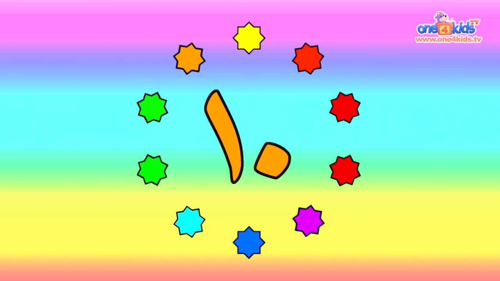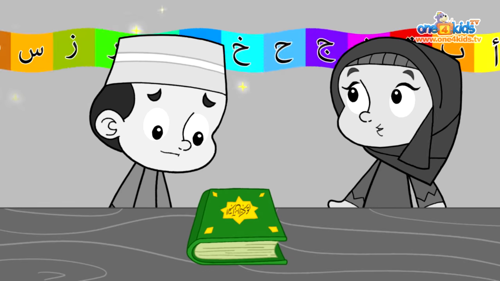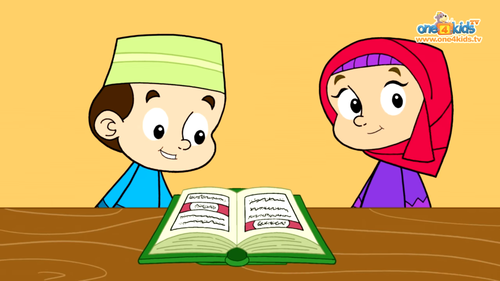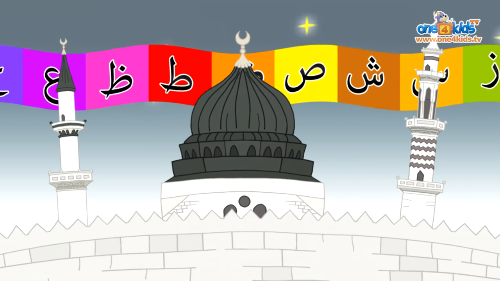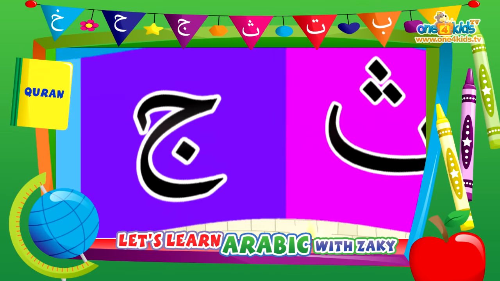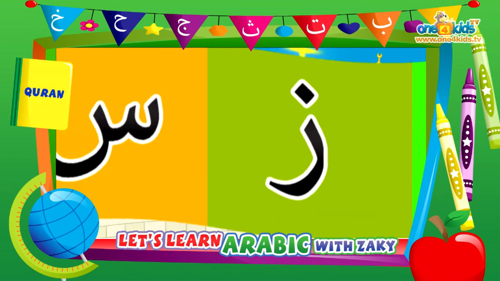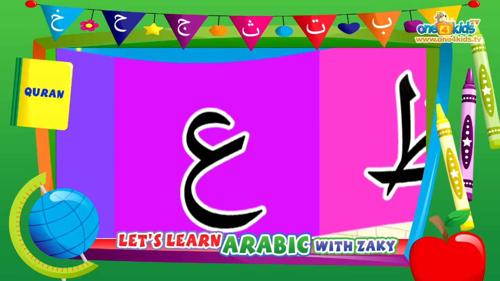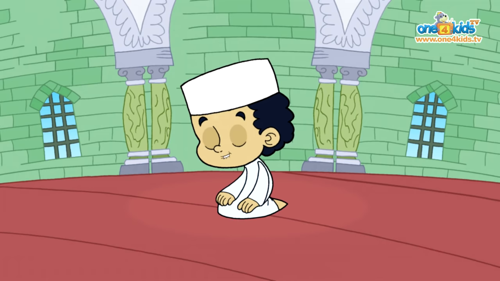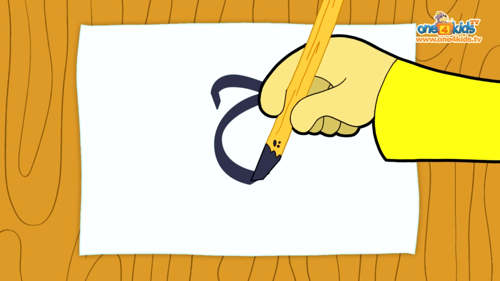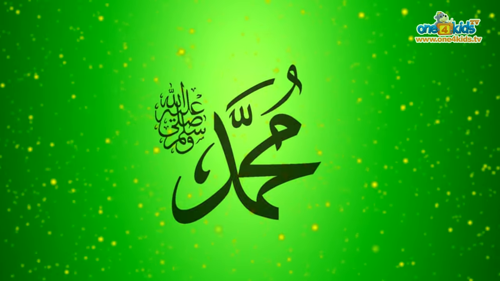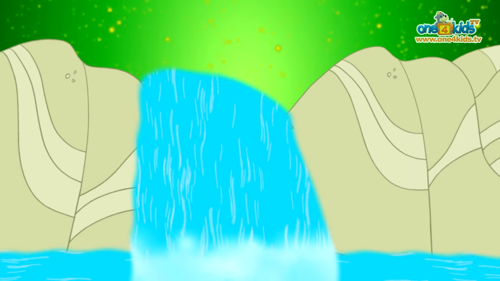The Arabic numbers. We're learning the Arabic alphabet so we can read and learn Al Quran, the language of our beloved Muhammad, the last prophet sent from Allah. It goes Alif, Ba, Ta, Tha, Jim, Ha, Kha, Dal, Dhal, Ra, Za, Sin, Shin, Sad, Dad, Ta, Dha, Ain, Ghain, Fa, Qaf, Kaf, Lam, Mim, Nun, Ha, Waw, Ya.